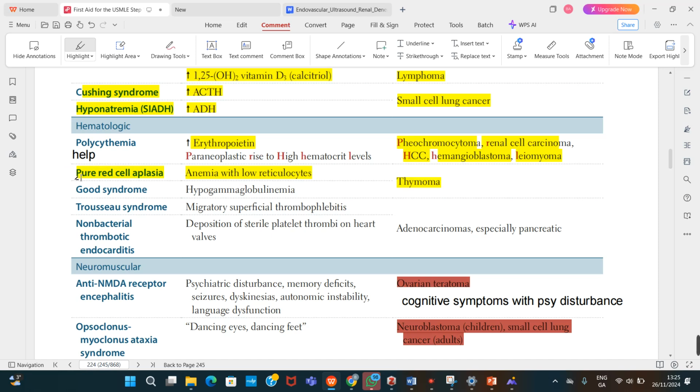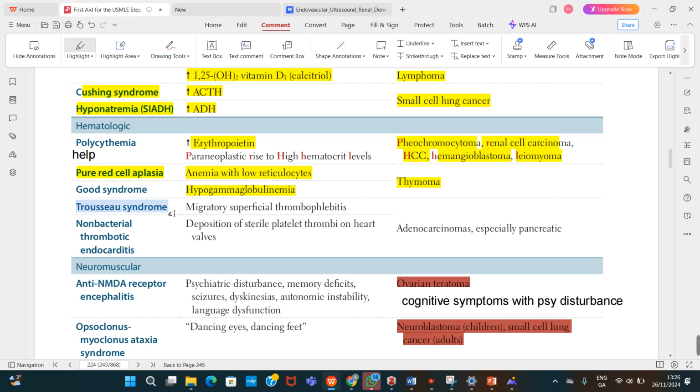Another thing that can cause pure red cell aplasia is erythropoietin treatment. If we give somebody too much dose of erythropoietin, they can have pure red cell aplasia. Good syndrome is associated with hypogammaglobulinemia, and it's also from a thymoma. What is peculiar to Good syndrome is that the B cells are no longer producing immunoglobulins. You also notice that the CD4 cell count reduces, and they are predisposed to recurrent infections. So hypogammaglobulinemia with thymoma is Good syndrome. Anemia with low retics and thymoma is pure red cell aplasia.